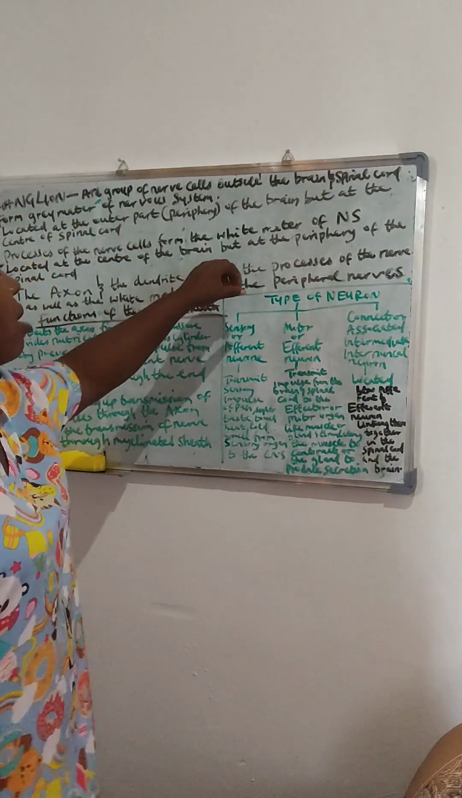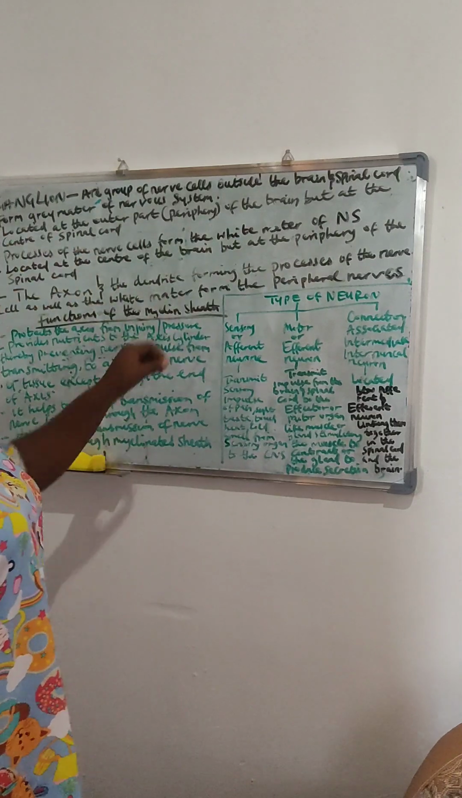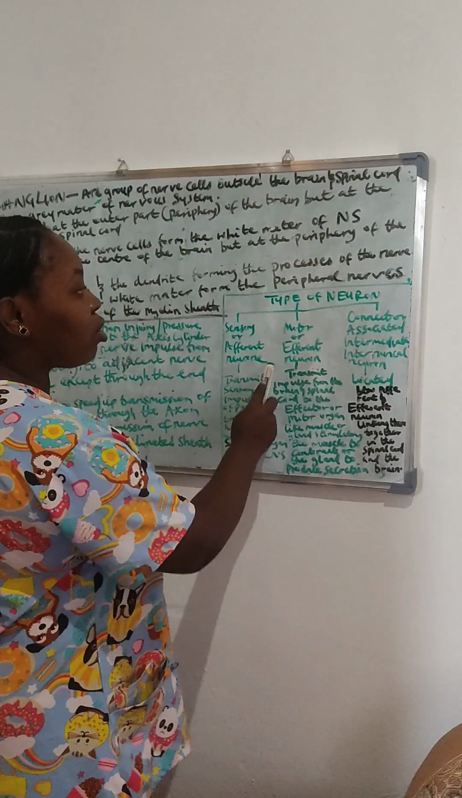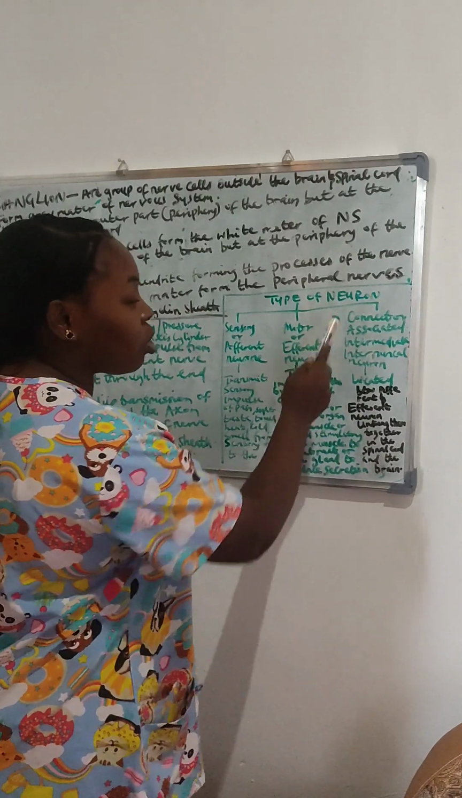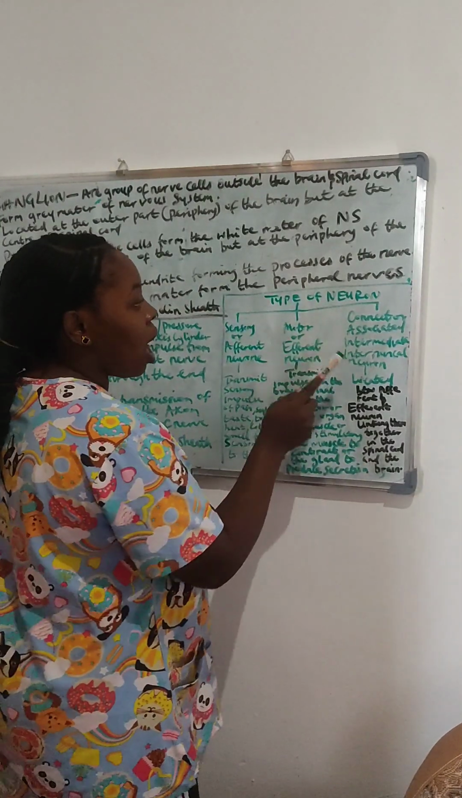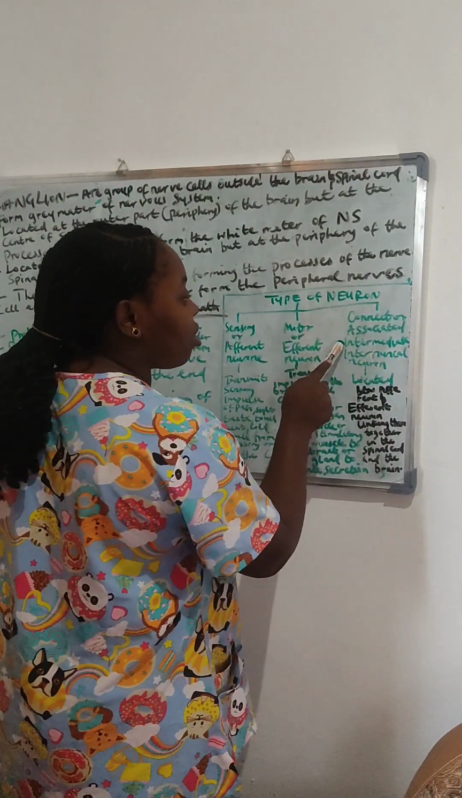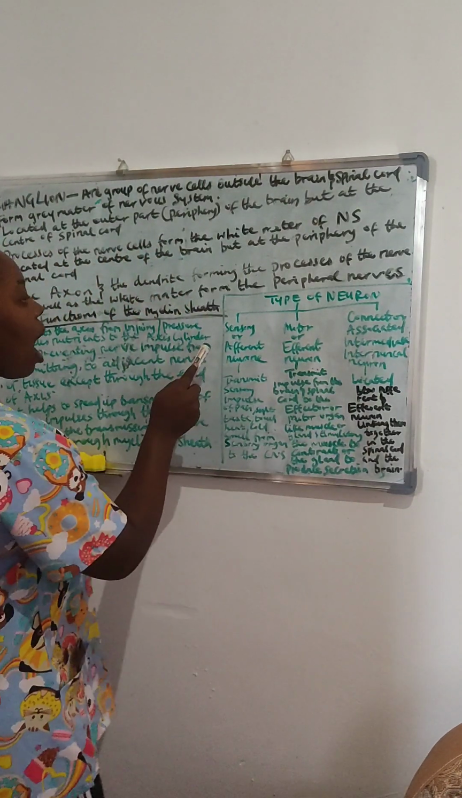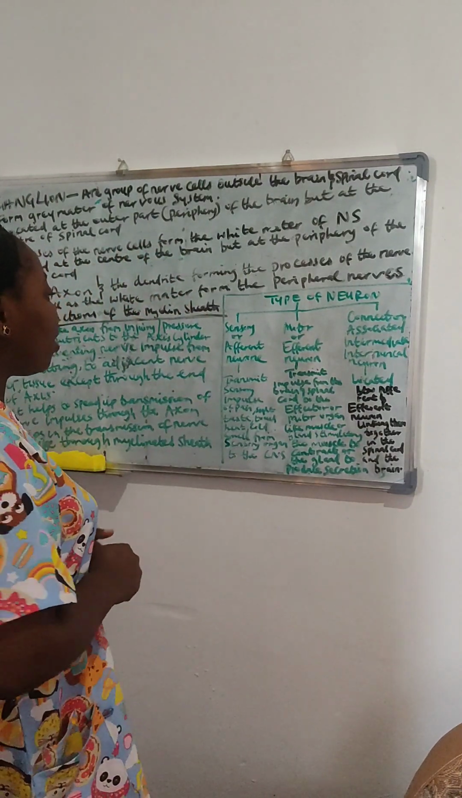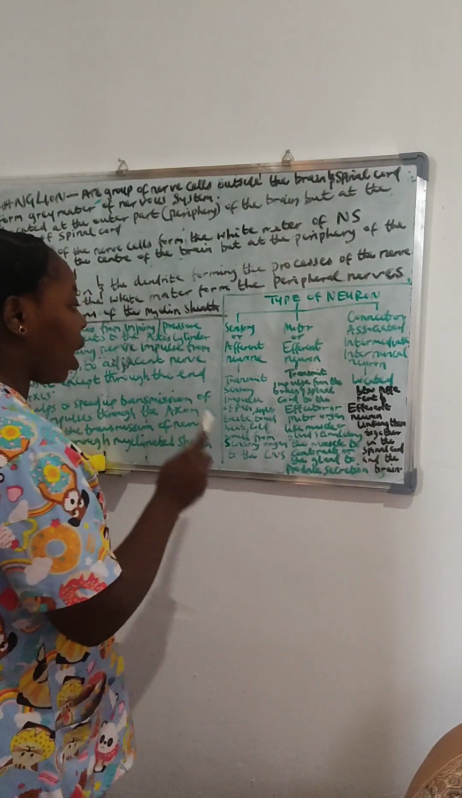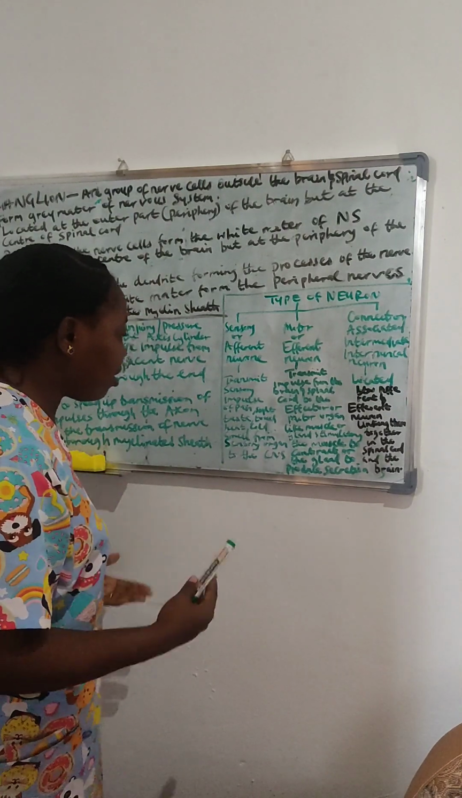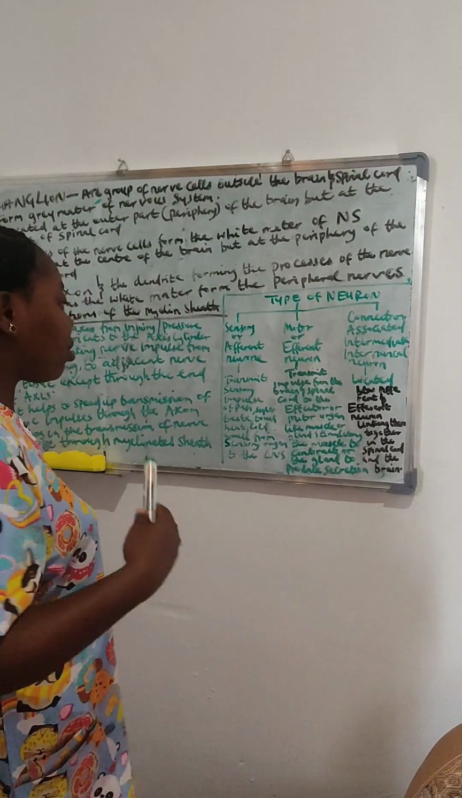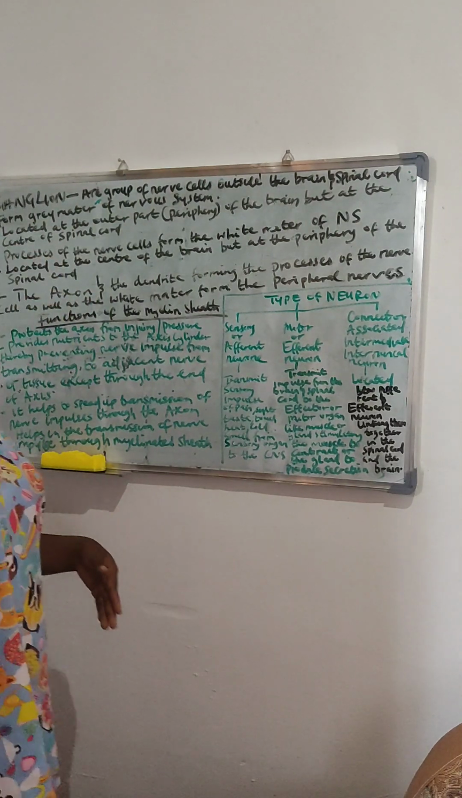So let's go to the types of neuron. We have sensory or afferent neuron, we have motor or efferent neuron, and we have connector. You can call it connector, associated, intermediate, or internuncial neuron. The sensory or afferent neuron transmits sensory impulses of pain, sight, taste, touch, heat, cold, smell from the sensory organ to the nervous system.